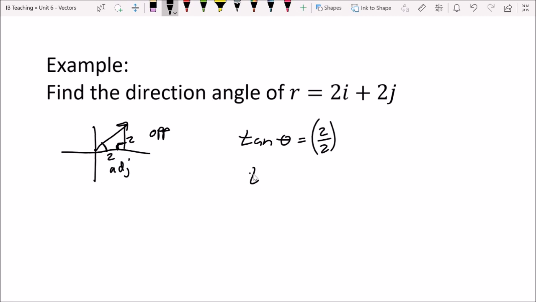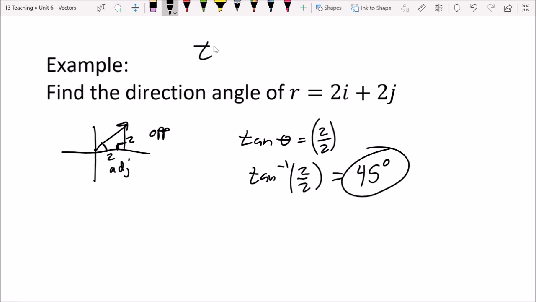When you go to type that in, you're going to type in tan inverse of, you can either write 2 over 2, and I'll write that here in the video, or you could just type 1, since 2 over 2 is 1. And if you do that correctly, you will get 45 degrees, and you will be right, which will be awesome.